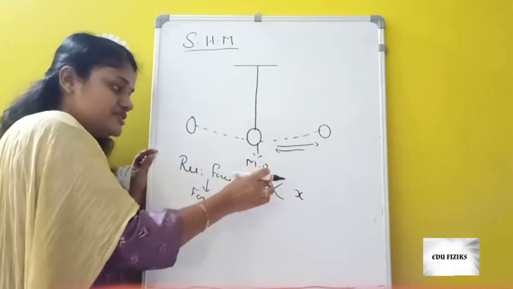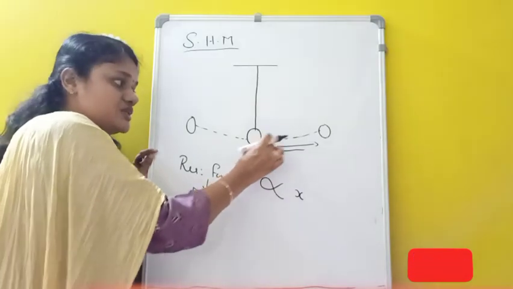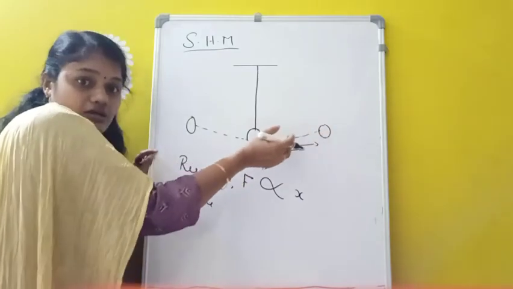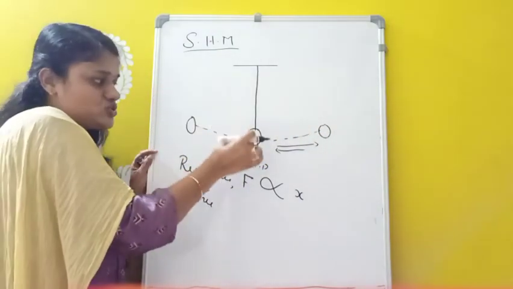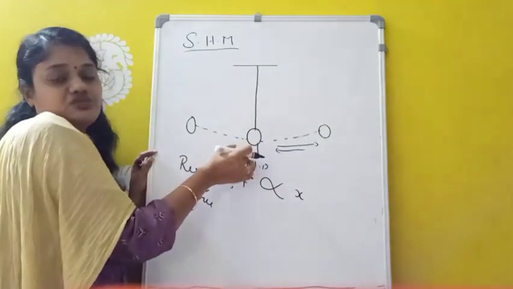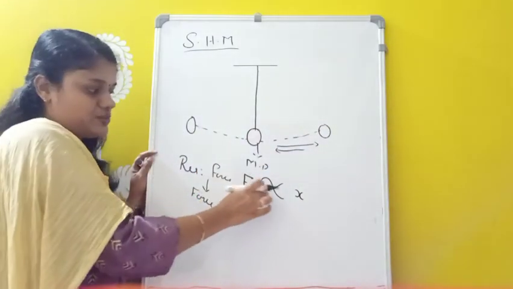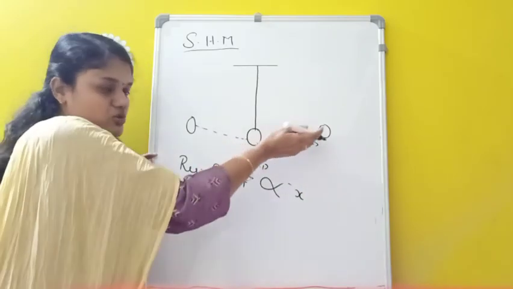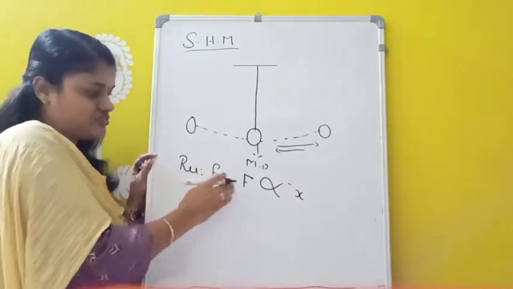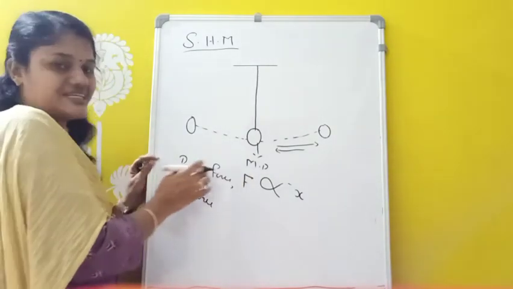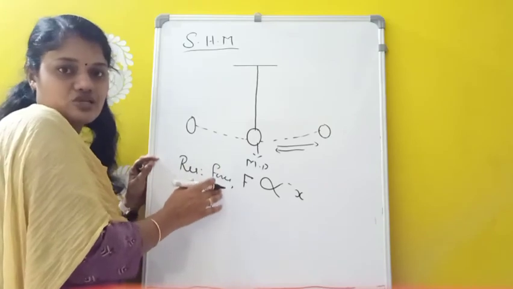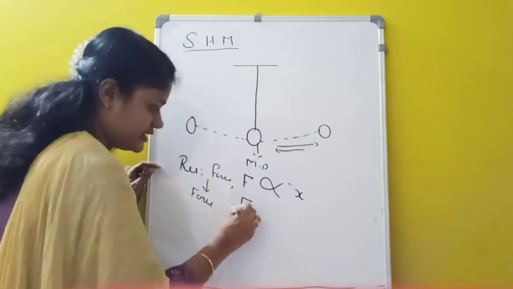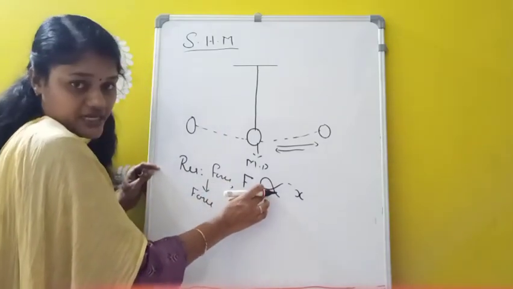And this restoring force is directly proportional to displacement of the particle from the mean position, and it acts in the direction of which one? Towards the mean position. So F is proportional to x, or we can write F proportional to minus x, because this force is acting in the opposite direction of displacement. Clear? So F proportional to minus x. So this F means restoring force, and this restoring force always tries to bring the body back to its original position. Okay?